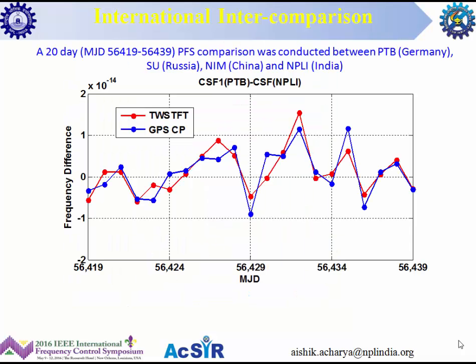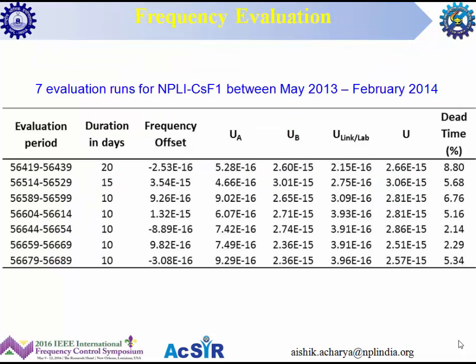So we have performed the international intercomparison with other countries, and we found that our fountain frequency is pretty good. This is a typical result from the 20-day evaluation measured between PTB Germany, SU Russia, NIM China, and us, NPL India, via two-way satellite transfer and GPS carrier phase. And once we evaluated that our fountain frequency is more or less right in the region, we ran our fountain for rigorous evaluations.